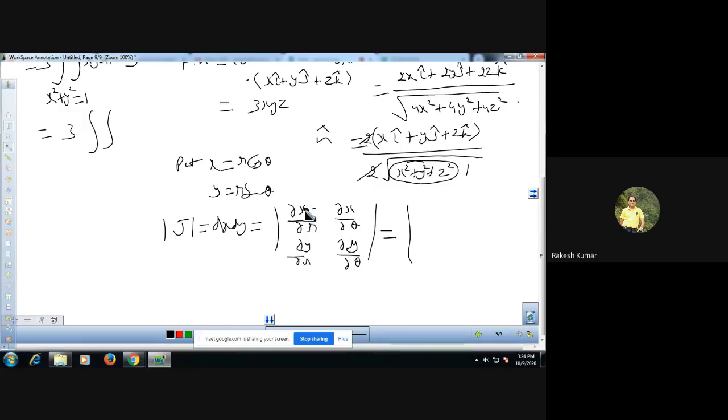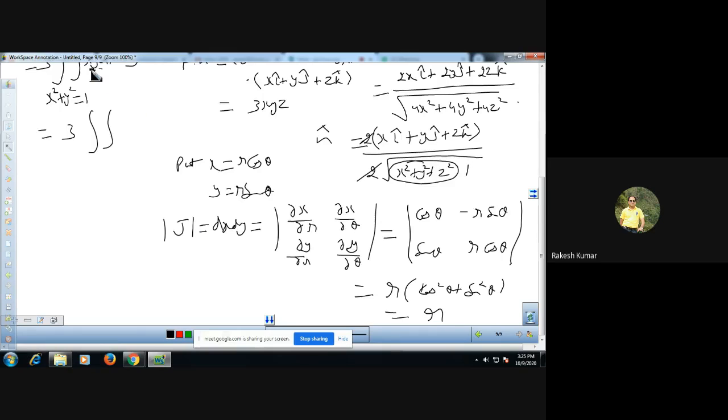So the derivative of x, that is r cos theta, with respect to r is cos theta, and with respect to theta is minus r sin theta. For y, that is r sin theta, with respect to r is sin theta, and with respect to theta is r cos theta. This is the way to find the Jacobian. When you expand this, you will have r into cos square theta plus sin square theta. So this value is 1. So Jacobian is r.